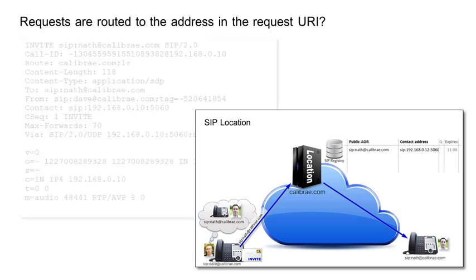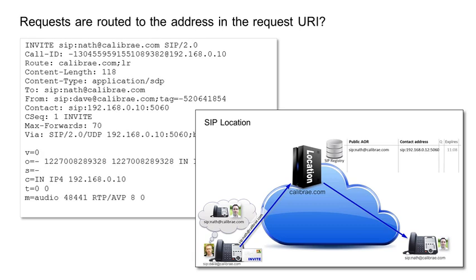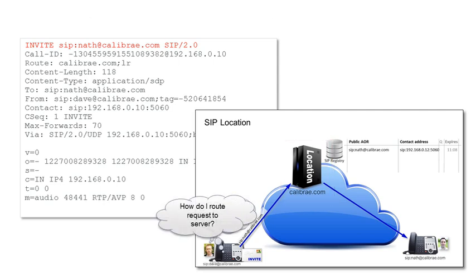Well, what about this? The request is addressed to sipnath@calibre.com, yet it needs to go to the location server for address of record resolution. So how does the user agent client route the request to the server? Well, the answer is through the route header. If a route header exists, it serves as a next hop routing address.